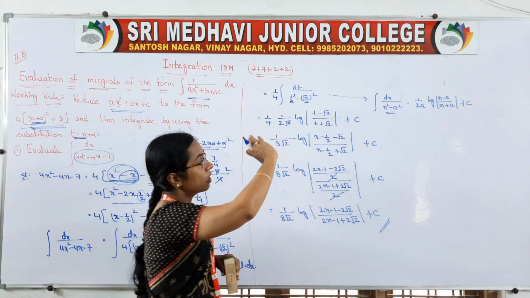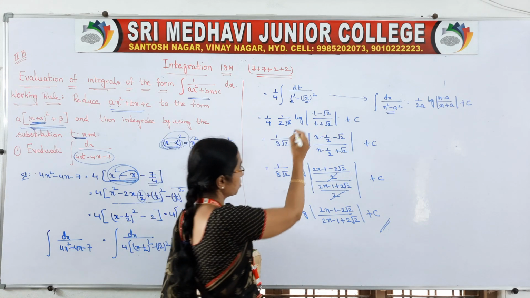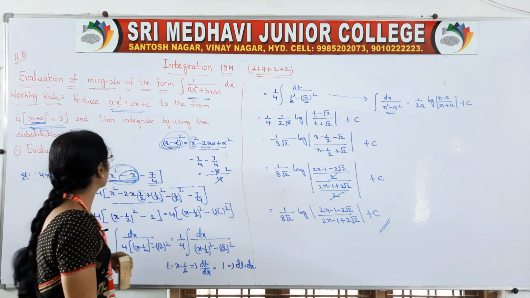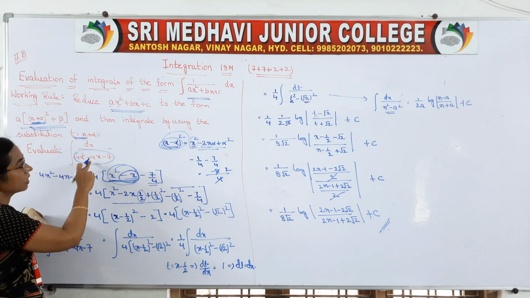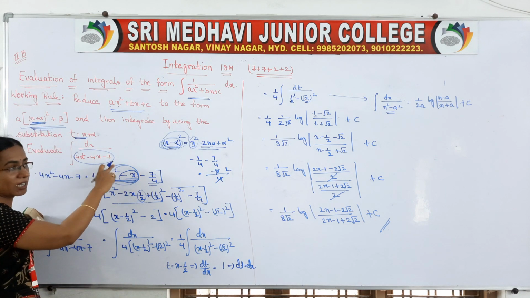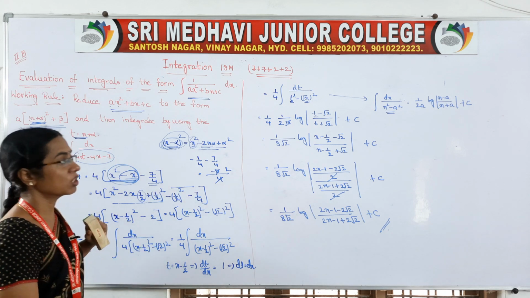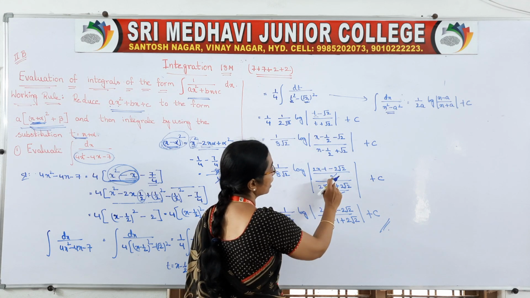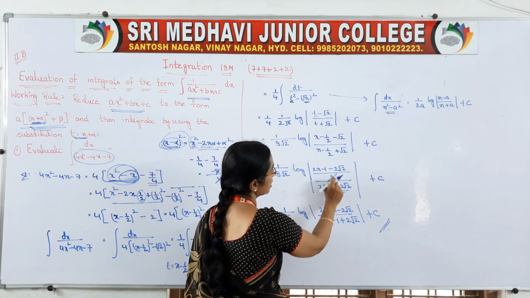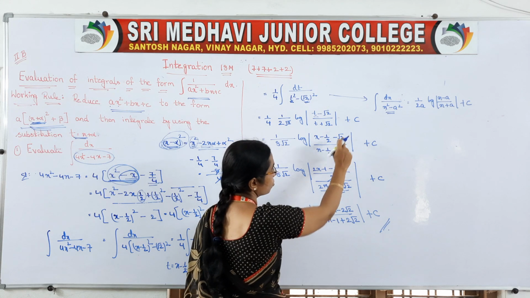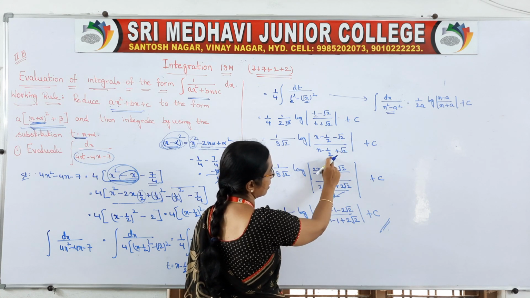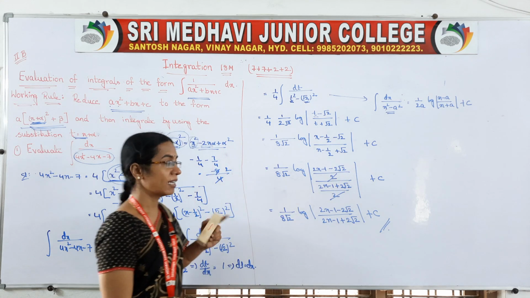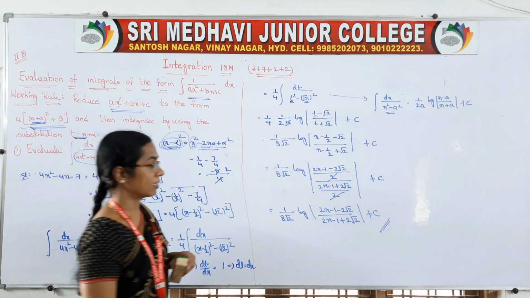Okay, but the problem has not ended. We have to substitute the t value also. The question is in terms of x, isn't it? What is your question? Evaluate integral dx by 4x square minus 4x minus 7. So the answer also must be in terms of x only. So substitute in t's place. Then I have taken the LCM. 2 is the LCM, 2x minus 1 minus 2 root 2. Similarly downwards, LCM, right? 2 is the LCM, 2x minus 1 plus 2 root 2. 2 will get cancelled. So that is your answer.